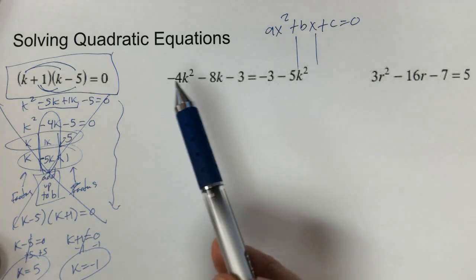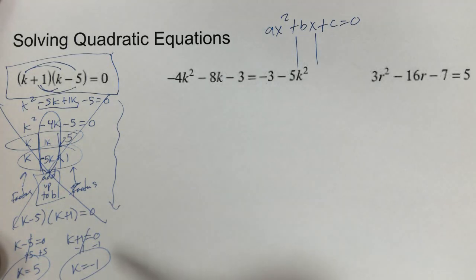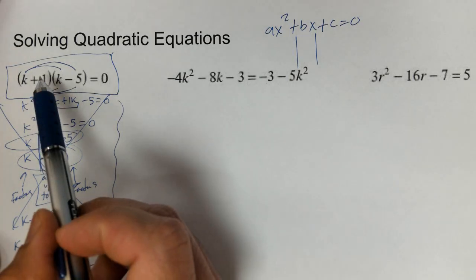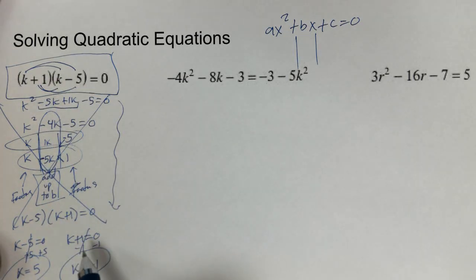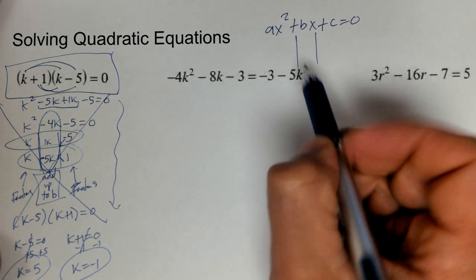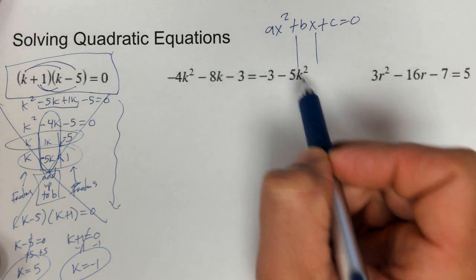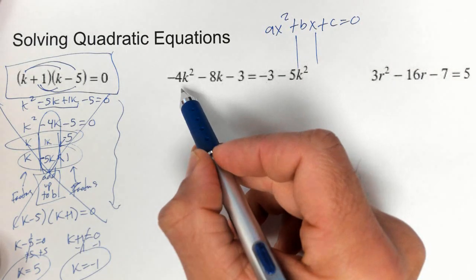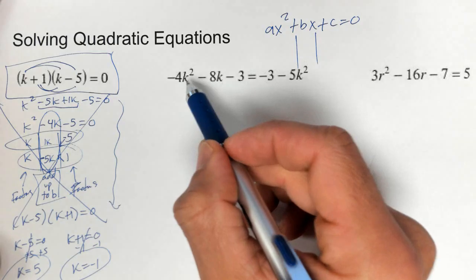Now notice how here it's not in factored form. This one is, so I can just set them both equal to 0 and solve. Here I have to make it factored form. Now here we can move the 5k squared over, because if I make it a plus 5k, what happens?